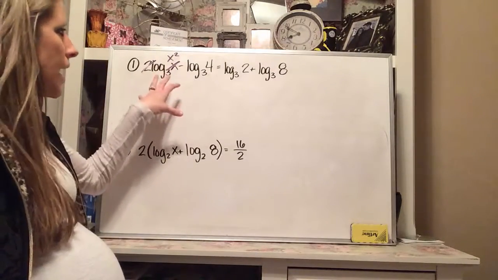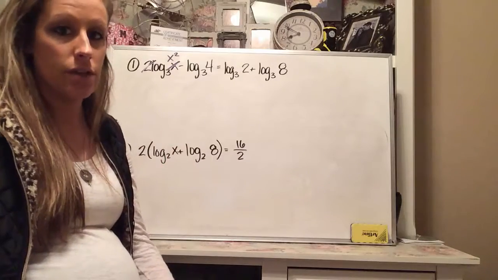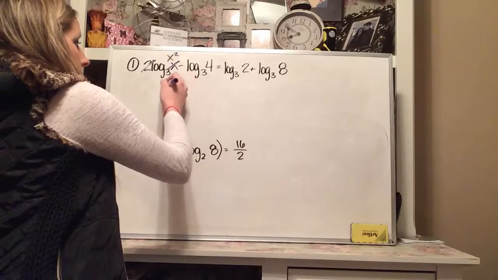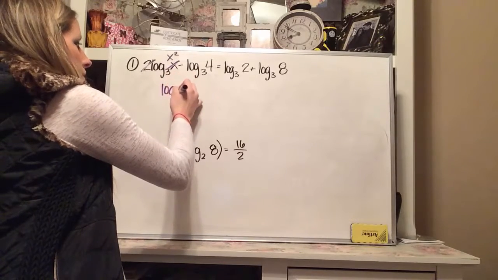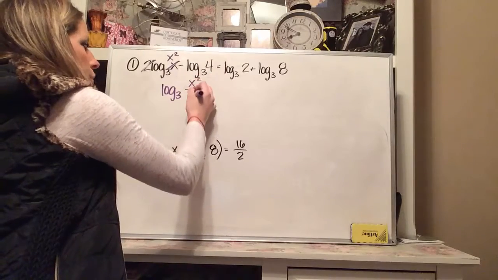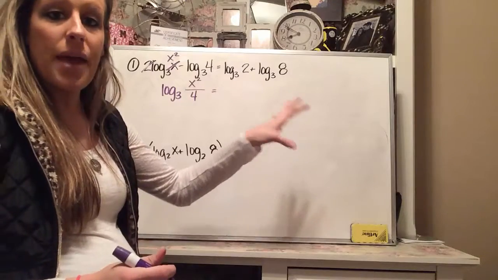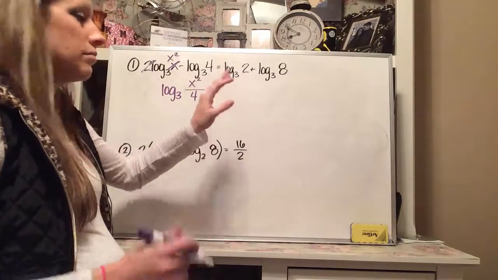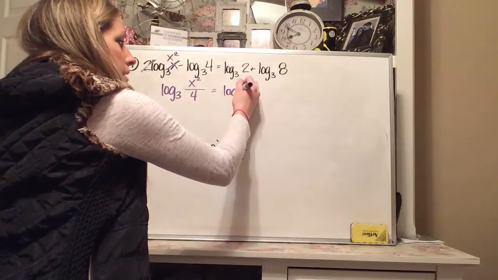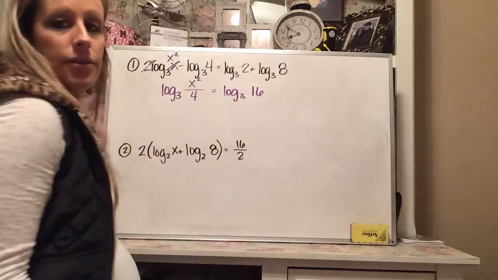So on the left side, I'm subtracting. And my laws of logarithms tell me that whenever I'm subtracting, I'm actually going to divide. So this will be log base 3 of x squared divided by 4. Okay, on the right side, I'm adding. So the laws of logarithms say if I'm adding, it's like multiplying. So 2 times 8 is 16.